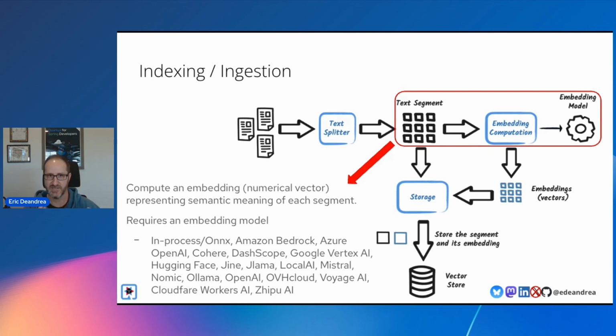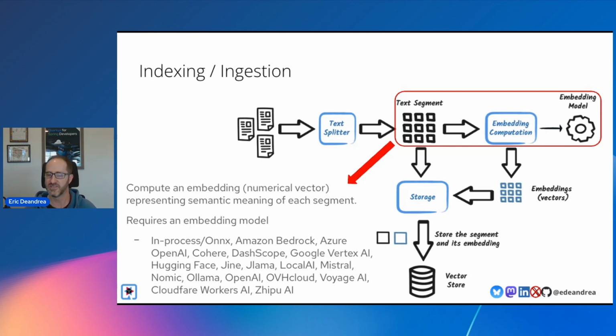And once it's split, you have your segment. So in this case, it's text, in whichever language your document is in. Some text, and you need to compute a numerical embedding, or a numerical vector, representing the semantic meaning of that segment. And to do this, it requires an embedding model. And there's lots of different embedding models out there. There's in-process ones, JLlama can do it, Ollama can do it. There's Mistral, there's OpenAI, Hugging Face. There's a ton of different ones out there that you can use to do this computation.